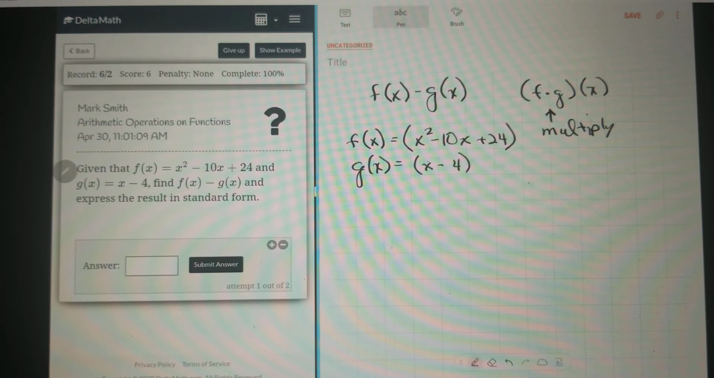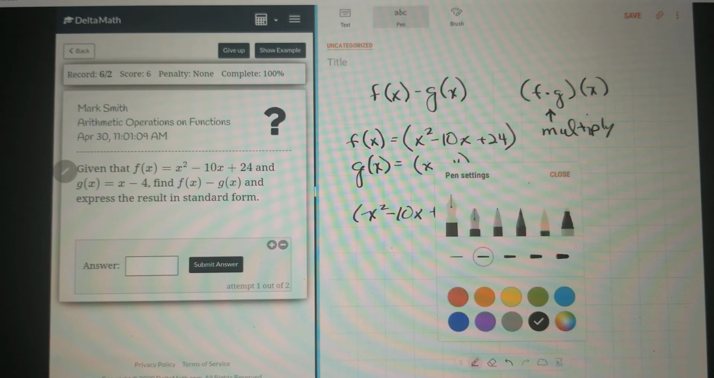All right, so I'm going to put f of x, x squared minus 10x plus 24, and I'm going to subtract and do x minus 4. Okay, now here's a tip. If you take the trouble to rewrite it that way, you can use a lot of different things to fix that. All right, but we're going to do it old school.